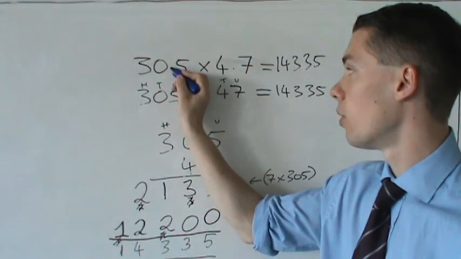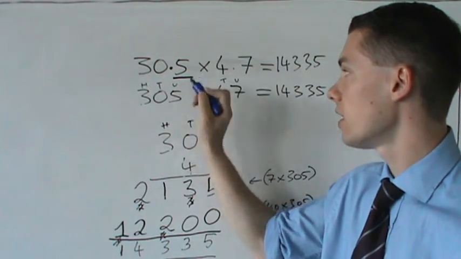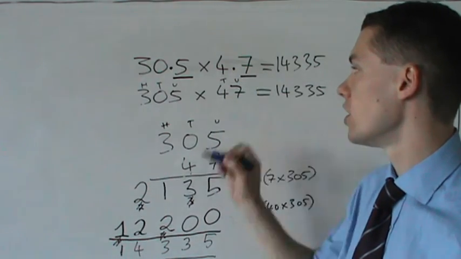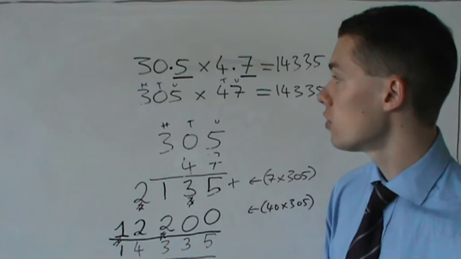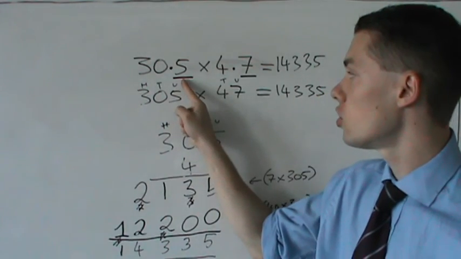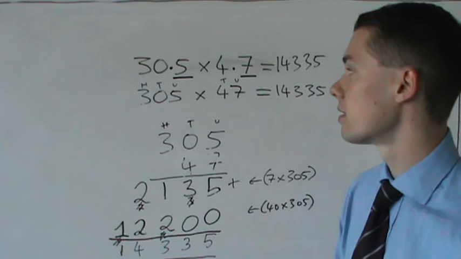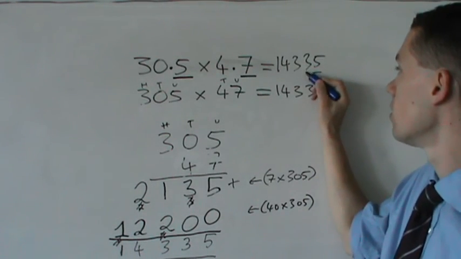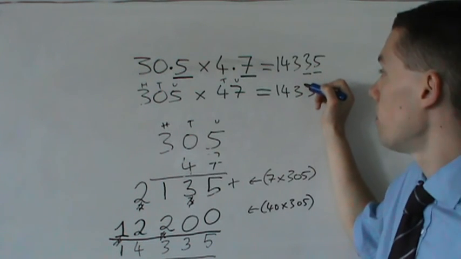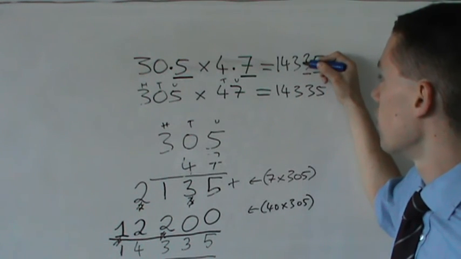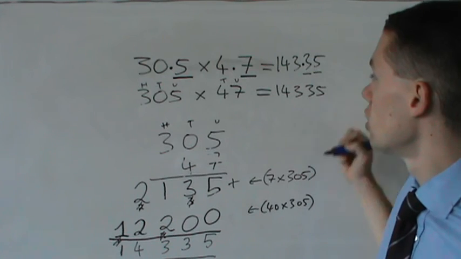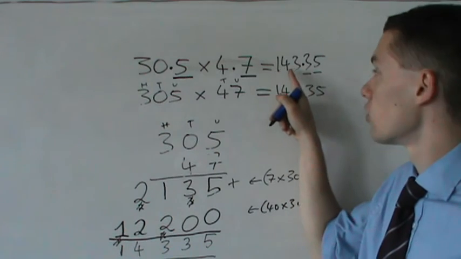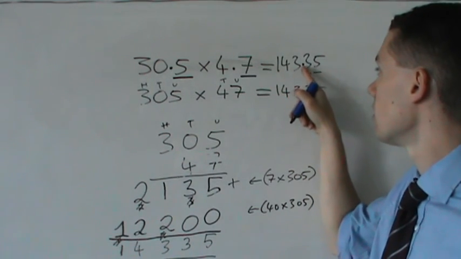So here's my first decimal point, and I've got 1 digit after it, and my second decimal point, I've also got 1 digit after that point. So in total, in this question, I've got 2 digits after a point. So I'm now going to count from the right in my answer, 1, 2, and I'm going to put my decimal point after those two digits. So my actual final answer becomes 143.35.